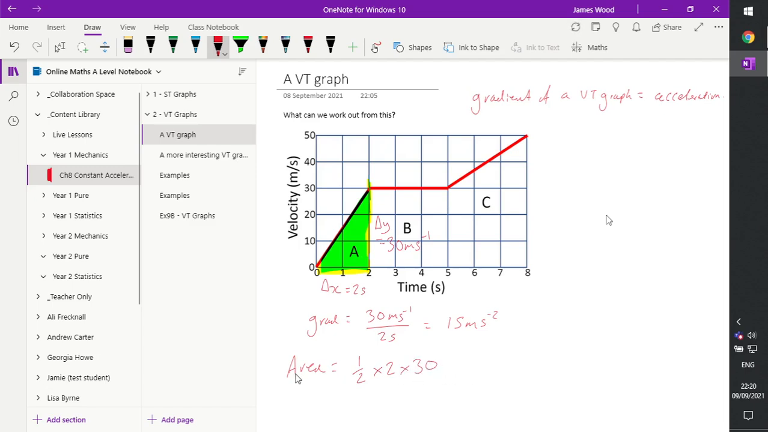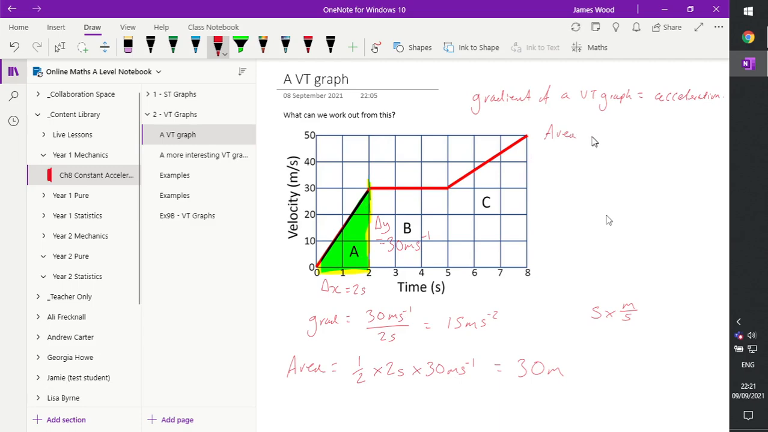And again, let's look at the units. In fact, let's write in what the units are. So half times 2 seconds times 30 meters per second. So that's going to give me an answer of 30. Now let's look at the units. I've got seconds times meters per second. So that's seconds times m over s. And you can see I'm just going to get meters. So the distance travelled in section A is 30 meters.